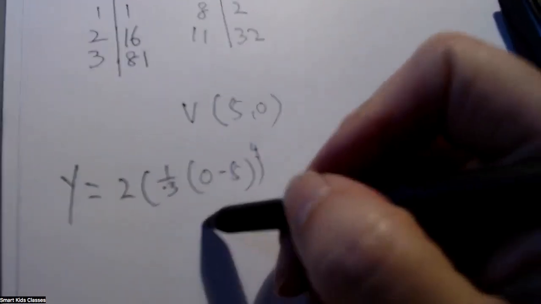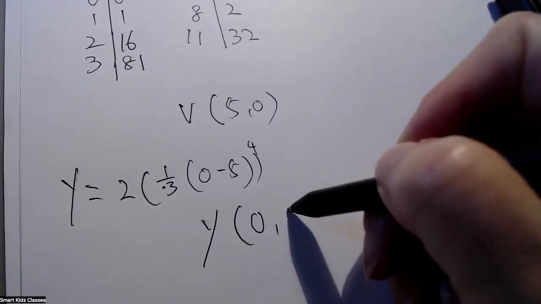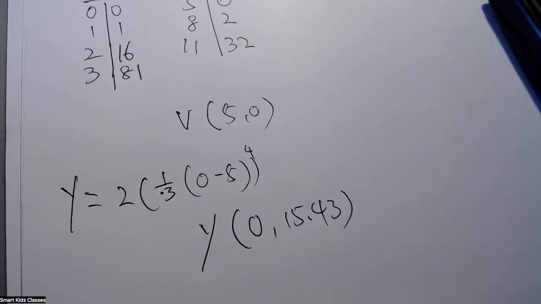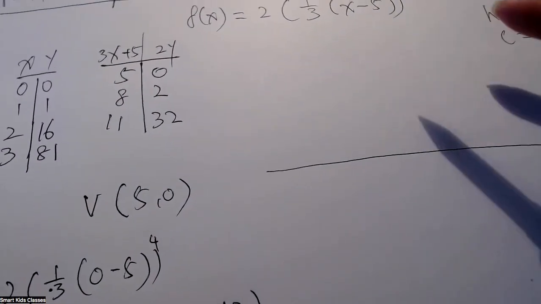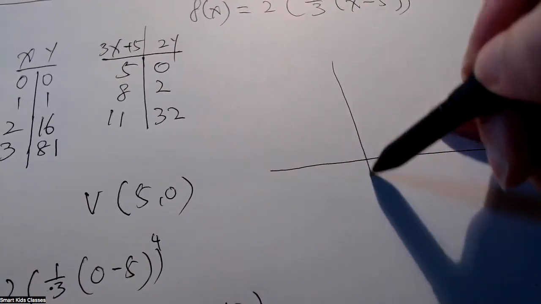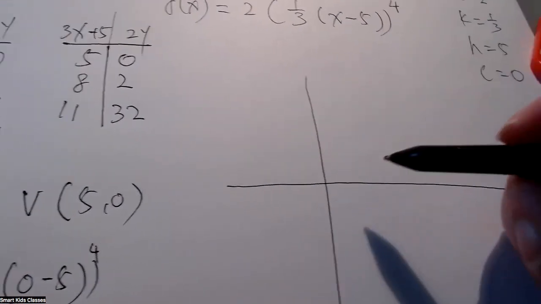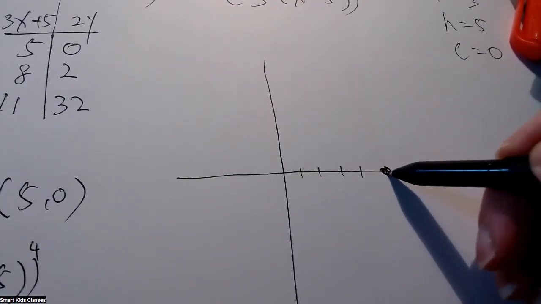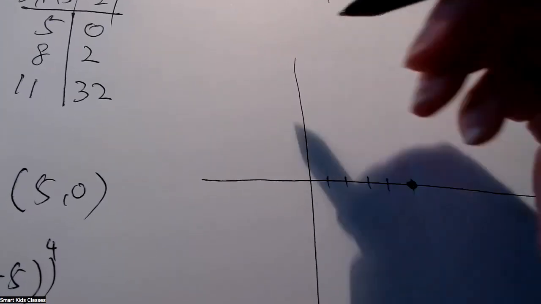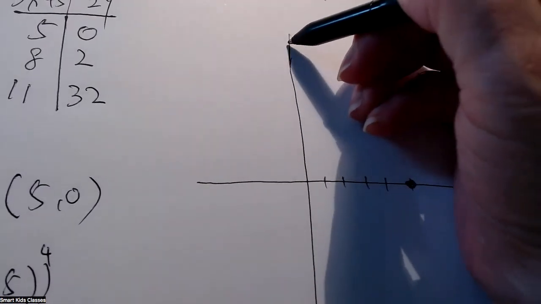So the y-intercept is 15.43. So we've got everything we need to plot it. So plot it quickly. The vertex C is (5, 0). So 1, 2, 3, 4, 5. So we're going to make vertex C here. The y-intercept is 15, so we put it here.